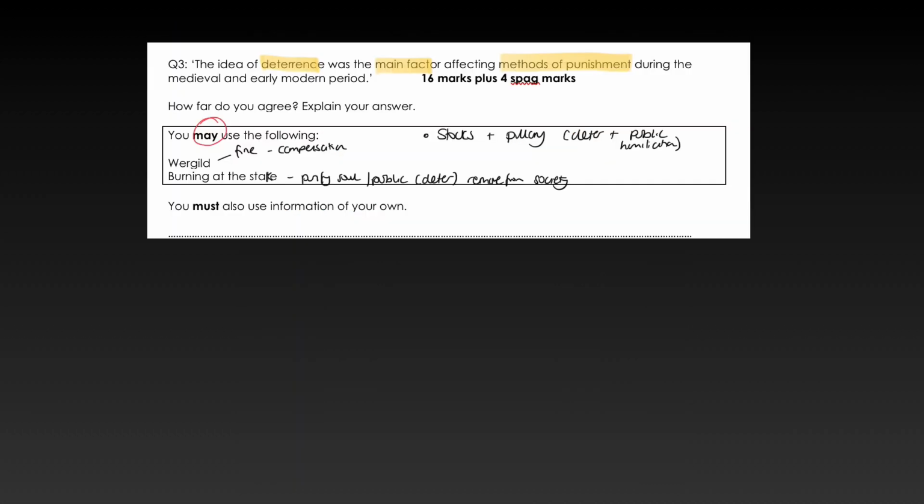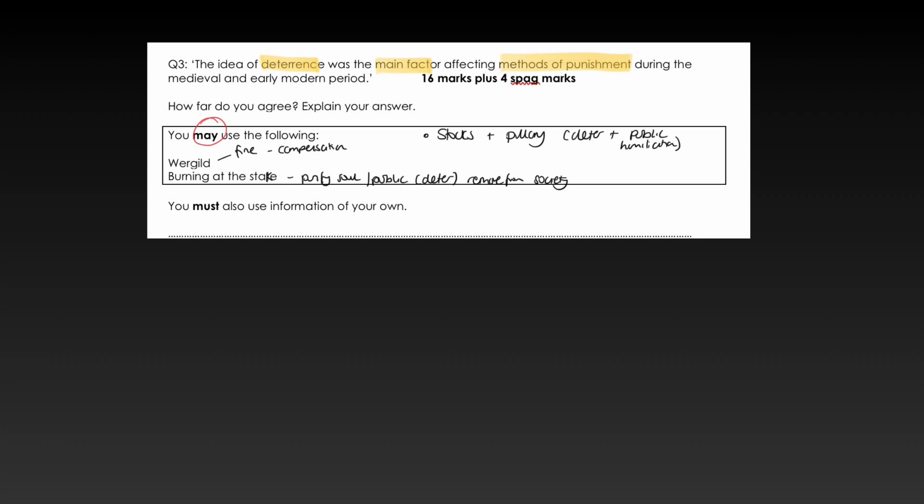So here we can see the idea is deterrence. Now, I know the other factors for punishments are removing people from society, are rehabilitation, are perhaps compensation as well. The question to create an argument is main factor. Okay, so to get to that top level, I'm going to have to deal with what are the other issues and was this the main factor in causing it?